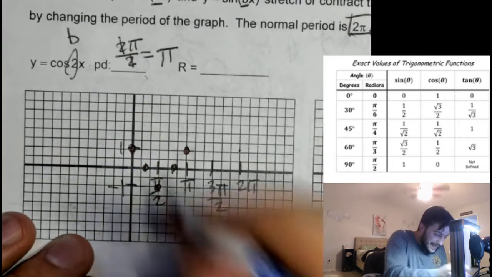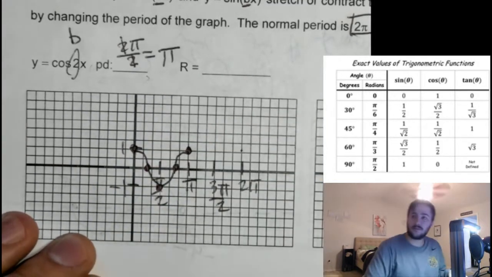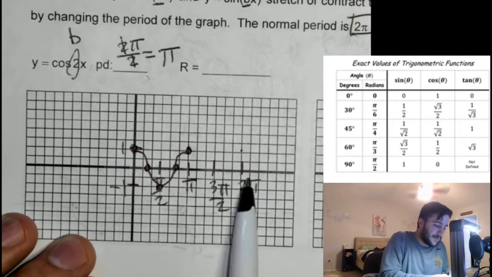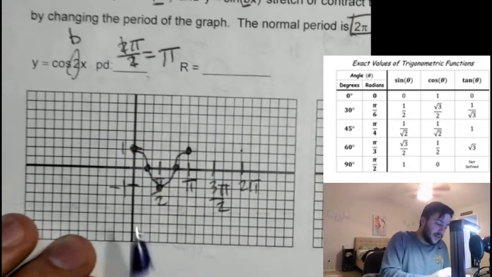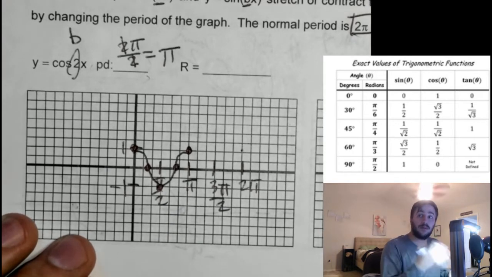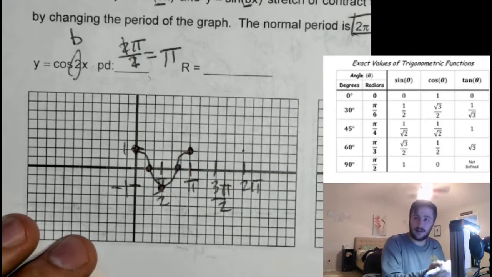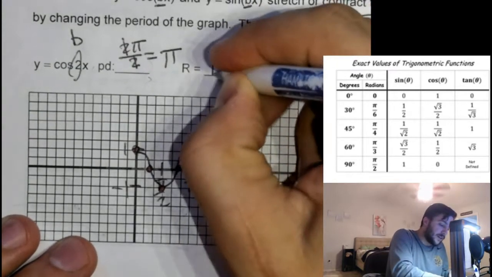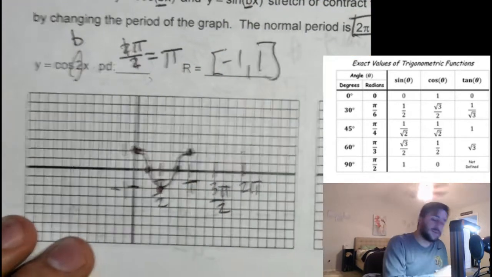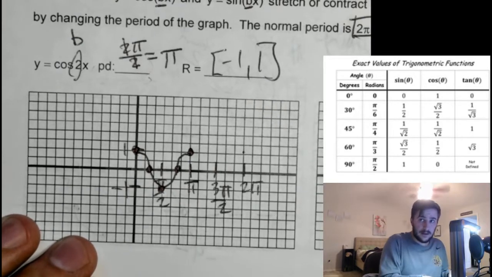So now it's a teeny tiny little waveform. Instead of taking up all this, it's scrunched together now that the period's pi. That's what happens. That whole cycle has to happen within pi distance. And that's all that happened there. Our range, nothing happened to our range. It's the same as our parent function, -1 to 1. All right, that's the idea.